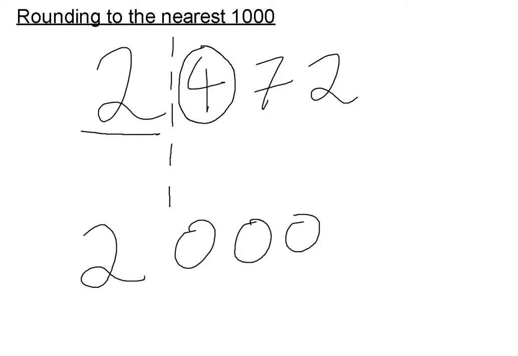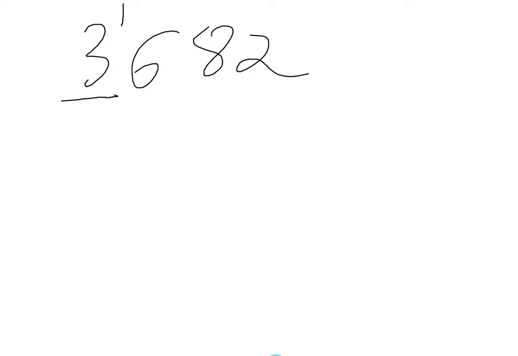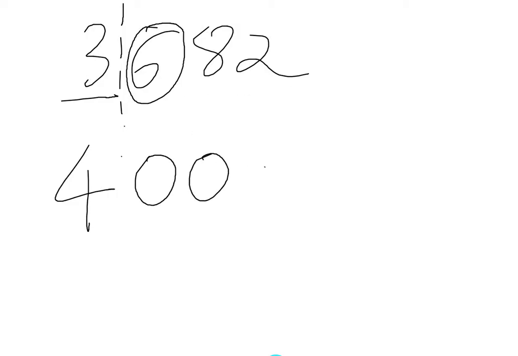So if I try another one, let's do 3,682 to the nearest thousand. We would underline the number in the thousands, draw a dotted line. The 6 is bigger than 4, so that tells us to round up. So the 3 will become 4, and everything after the dotted line will become 0, so we end up with 4,000.